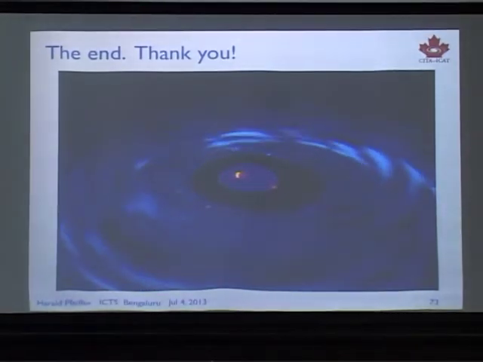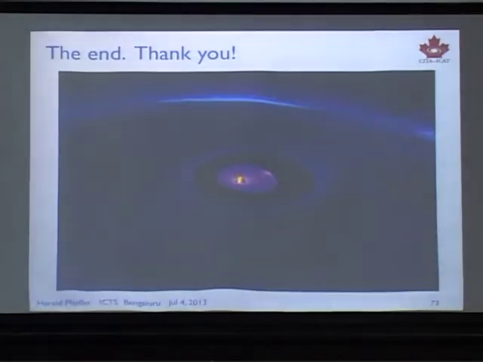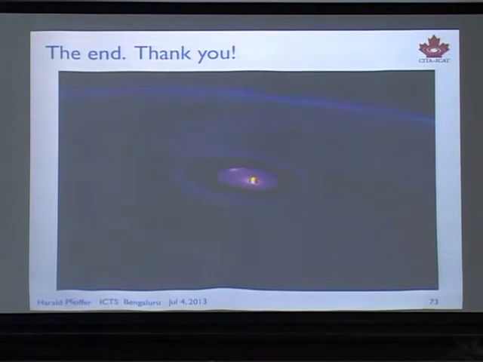So I'm leaving you with yet another movie of a precessing spinning black hole binary. What's shown here is the instantaneous orbital plane. It will become somewhat clearer once the gravitational waves become stronger. So I'll just leave you watching this and say thank you.